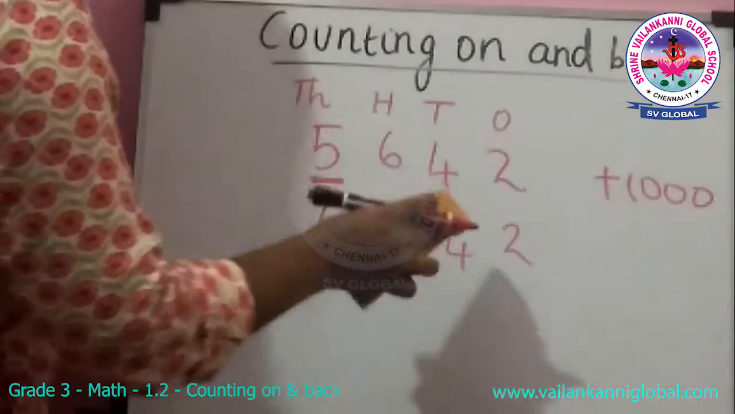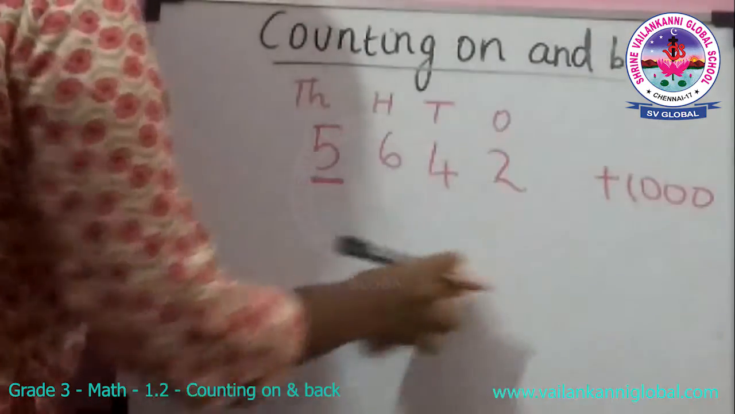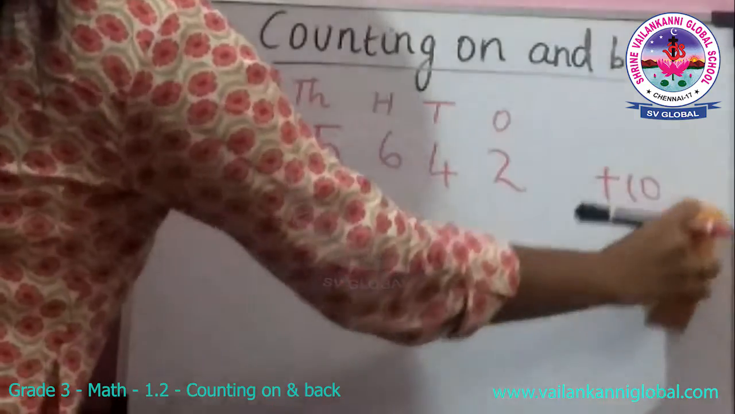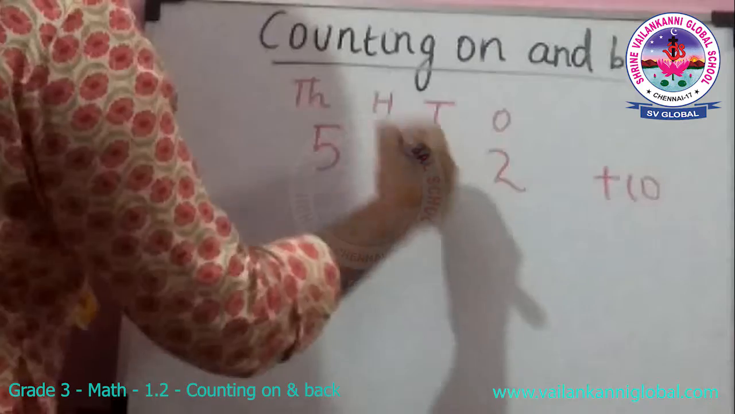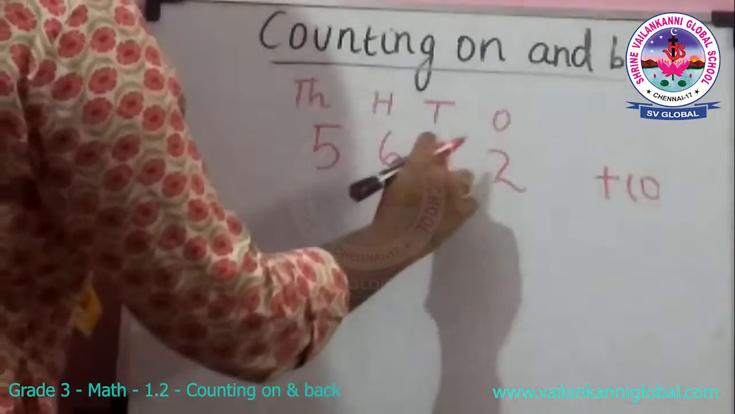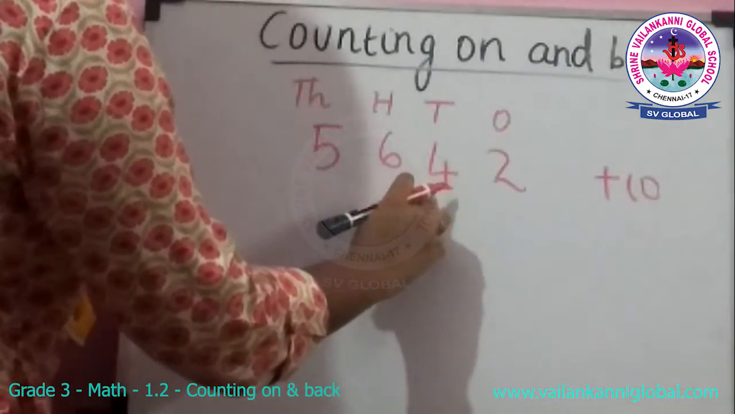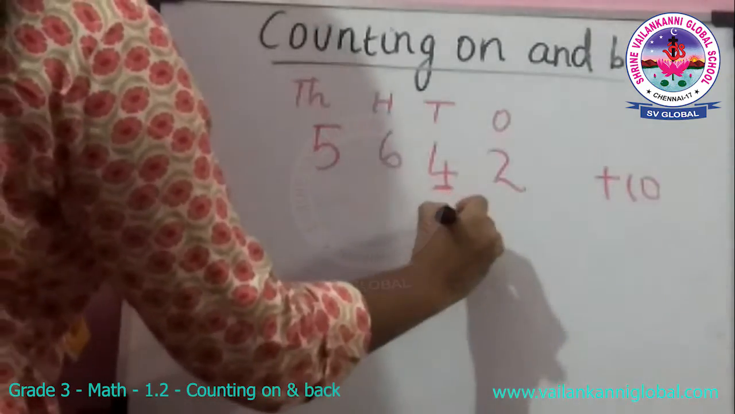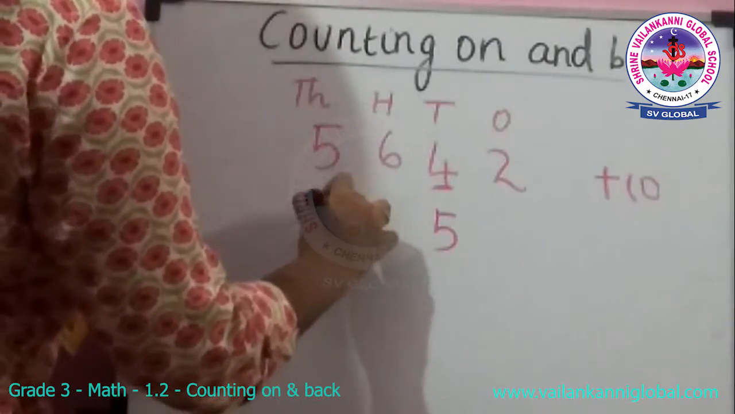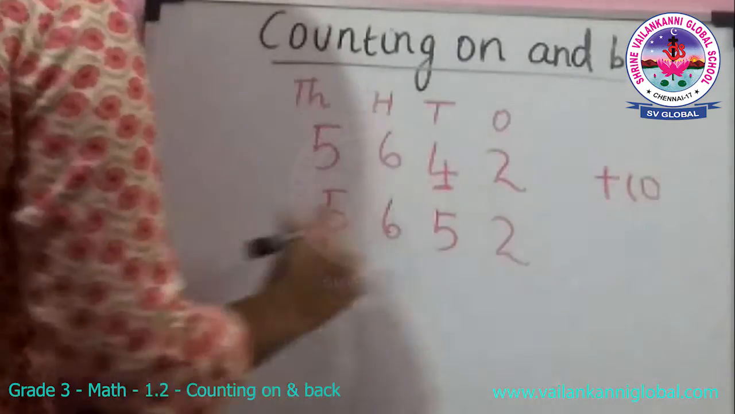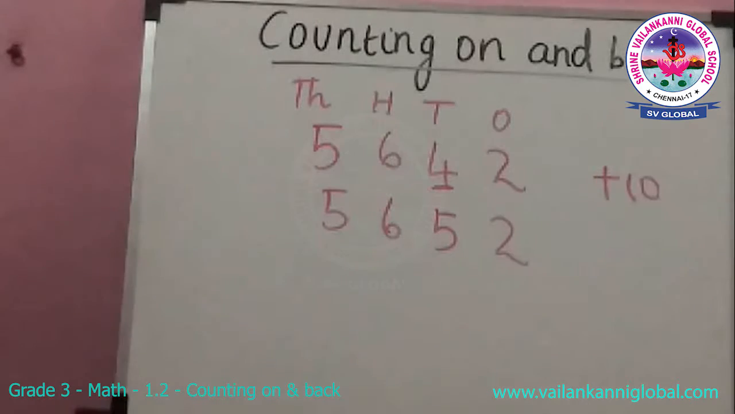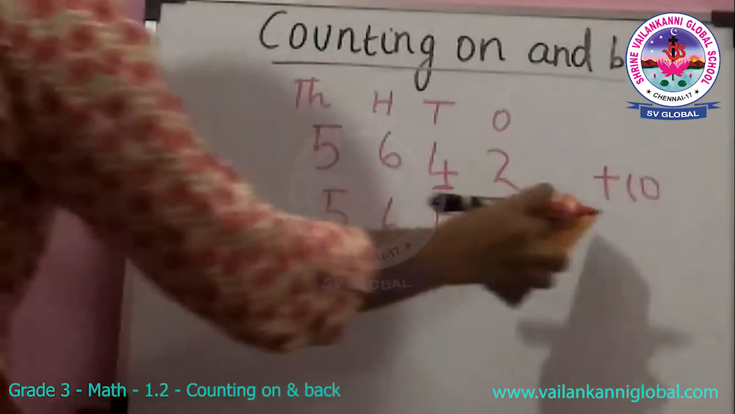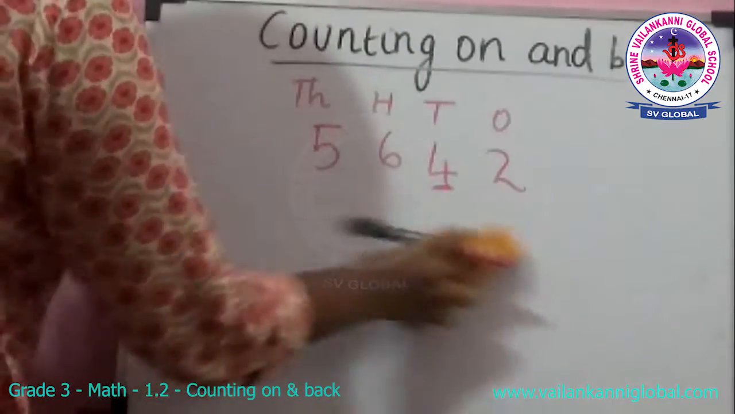Similarly, what if you want to add 10? Where is 10? Here there is 10. You are going to add only 10 to it. Already 40 is there. The next 10 will be 50. The remaining numbers will be the same. So it becomes 5652.